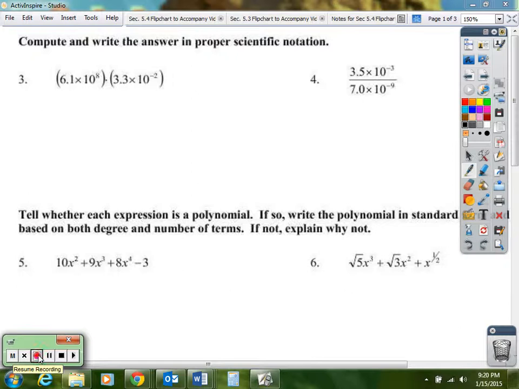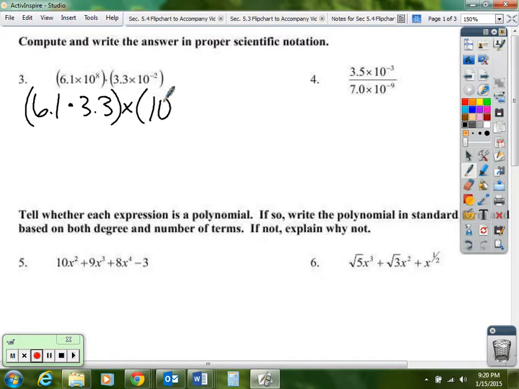For the scientific notation problems, we will multiply the numbers and then multiply the powers of 10 separately. On number 4, we will divide the numbers and then we will divide the powers of 10 separately. So, for the first problem, 6.1 times 3.3 separately, put that in parentheses, times the powers of 10, 10 to the 8th times 10 to the negative 2.